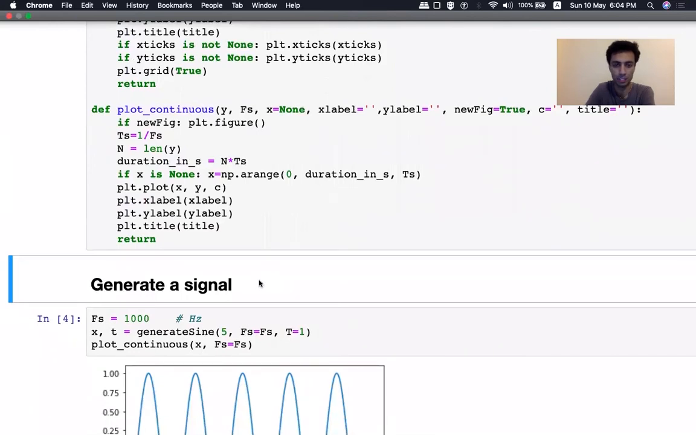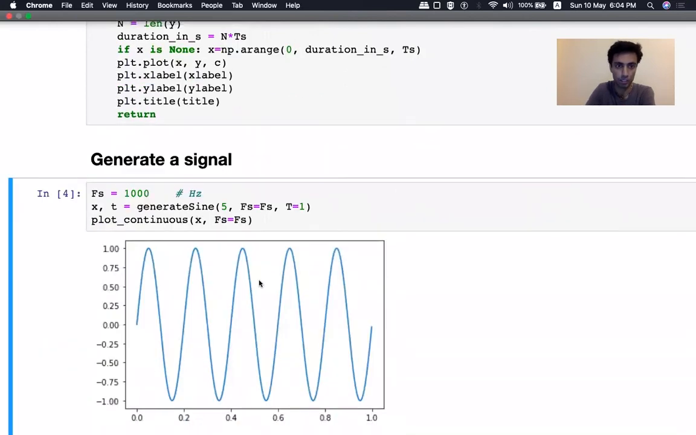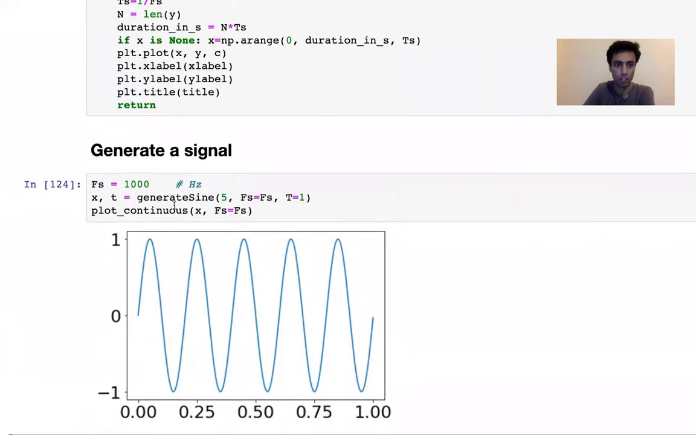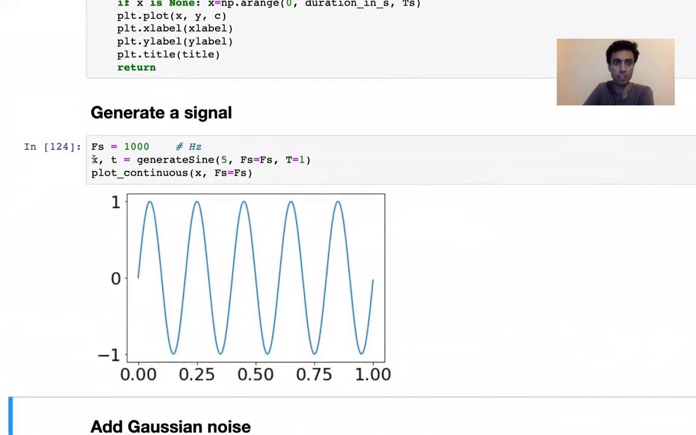Now generate a signal. What we are doing here is simply x comma t, generate a signal of frequency 5 hertz, where the sampling rate is this much, and total duration 1 second, right? So you will get 5 waves in your 1 second signal, because the frequency is 5 hertz. And then I have plotted it, plot continuous x comma fs. So x is my signal and fs is the sampling rate.